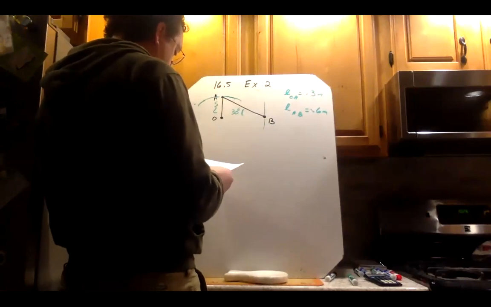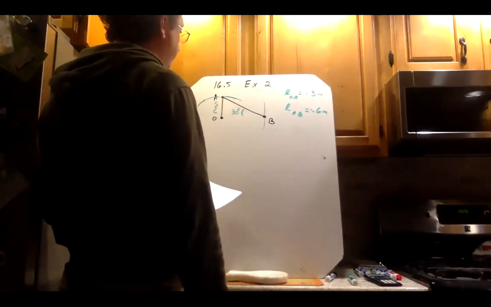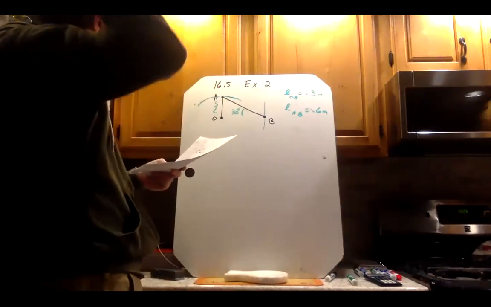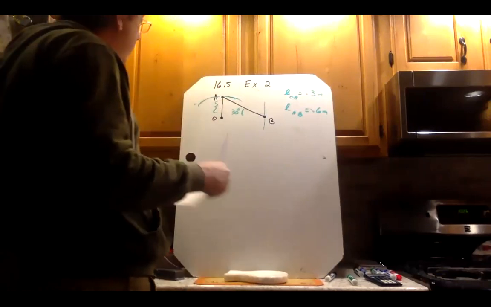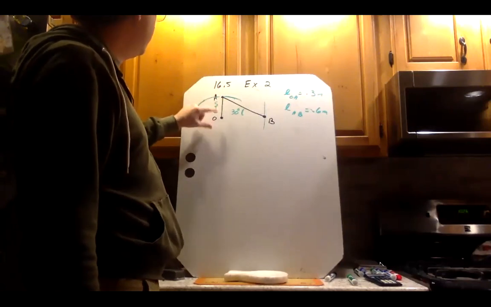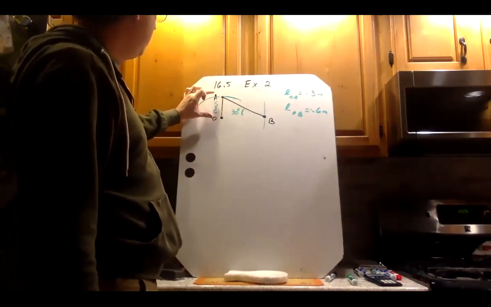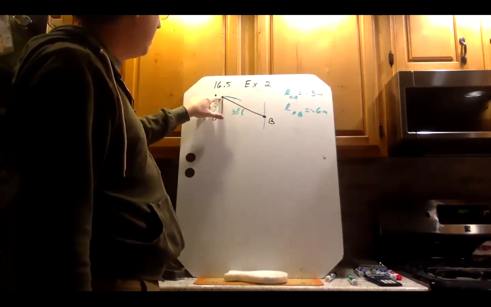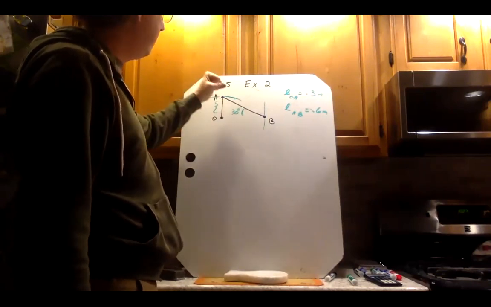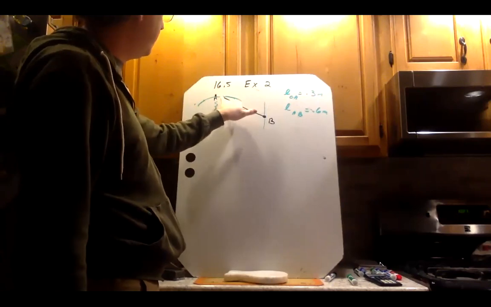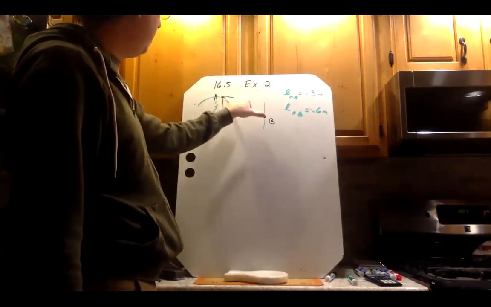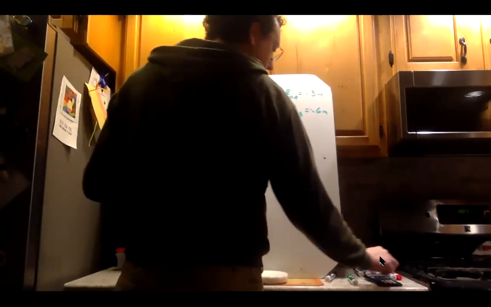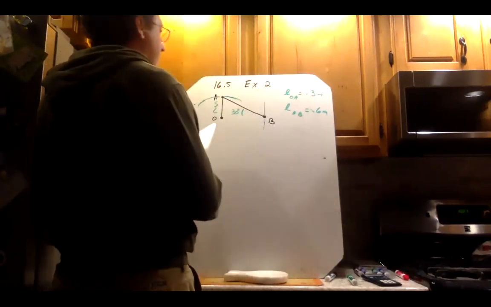Now we're actually going to do this a little longer than what I think the book recommends. We're going to do a relative motion analysis on rod OA to find the velocity of A. And then once we know the velocity of A, we'll do a relative motion analysis on rod AB to find the velocity of B. Mostly just to practice.